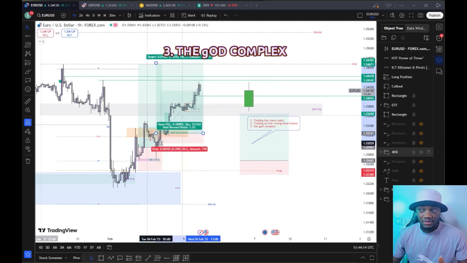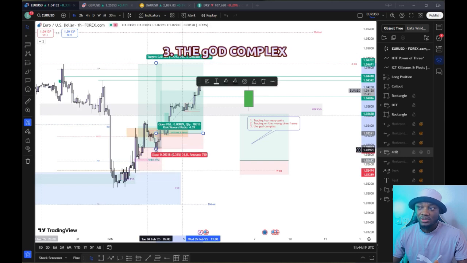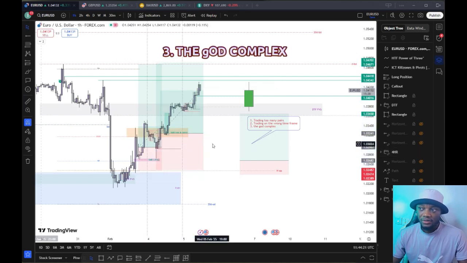I didn't do that. I used not just this low, but even a low at which I know that when the price gets there, I'll be totally wrong. So getting rid of the God complex has helped me a lot.